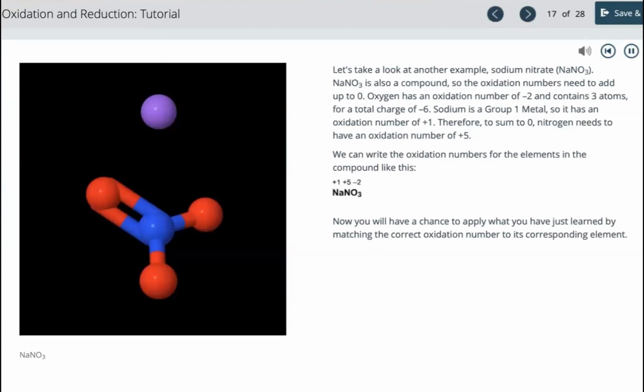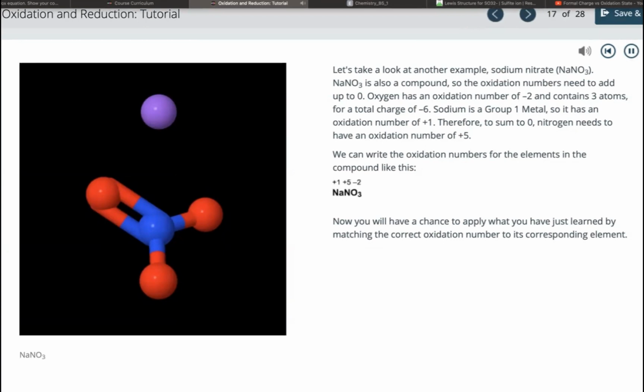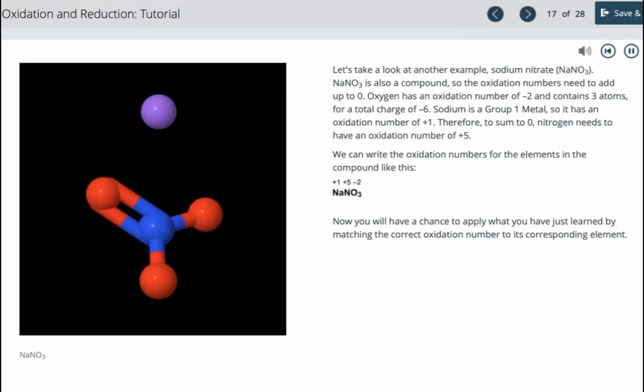Let's take a look at another example, sodium nitrate, NaNO3. NaNO3 is a compound, so the oxidation numbers need to add up to 0. Oxygen has an oxidation number of -2 and contains 3 atoms for a total charge of -6. Sodium is a group 1 metal, so it has an oxidation number of +1. Therefore, to sum to 0, nitrogen needs to have an oxidation number of +5. We can write the oxidation numbers for the elements in the compound like this: +1 +5 -2, NaNO3.